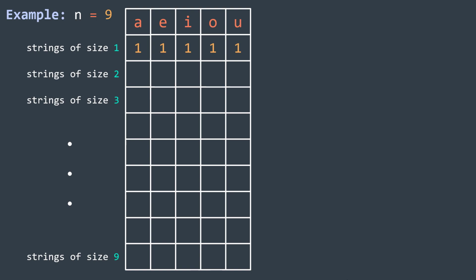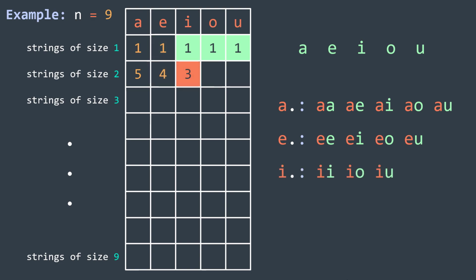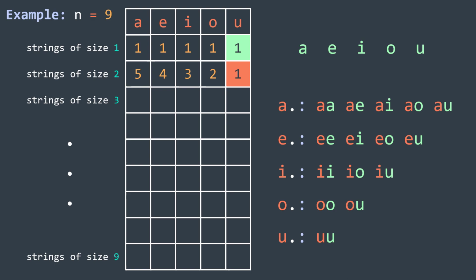Here are our strings of size 1. Let's count the ones to which we can add A at the beginning without breaking the order. We can do it for all of them, so we put 5 here. With the letter E, we can do it for all of them except A, so we put 4 here. With the letter I, we can do it for I, O, and U, so we put 3. With the letter O, we can do it for O and U, so we put 2. And with the letter U, we can do it for U only, so we put 1.